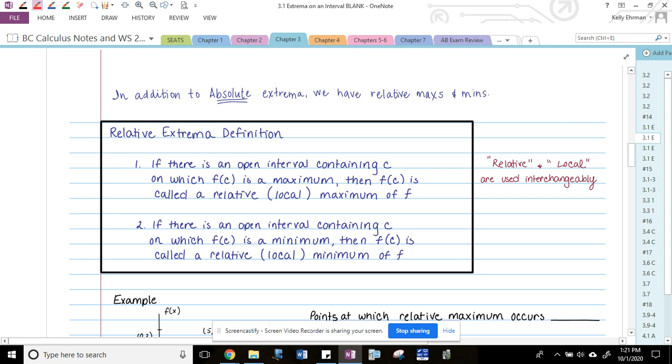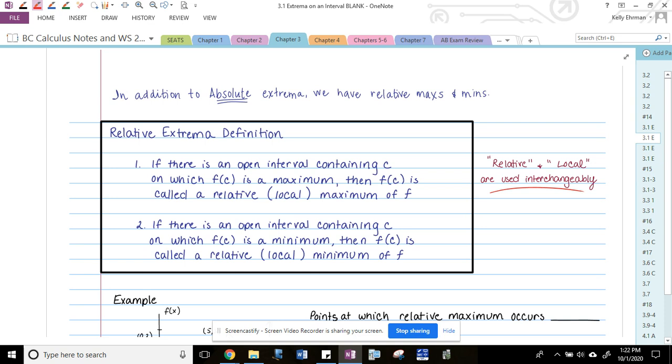So similar to our absolute extrema, we have relative extrema. I just wrote that on the previous page. Kind of a similar sort of overcomplicated definition, but it says if there's an open interval containing c on which f of c is a maximum, then f of c is called a relative or local maximum of f. Relative and local mean the same thing on the AP test. They'll use one or the other. Just know that they mean the same thing. It's the same as absolute versus global.